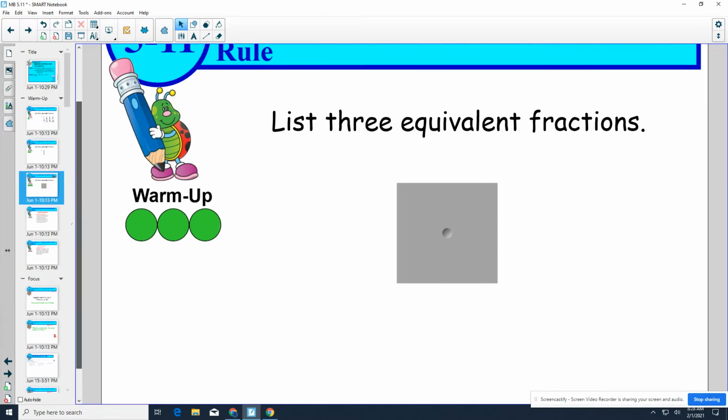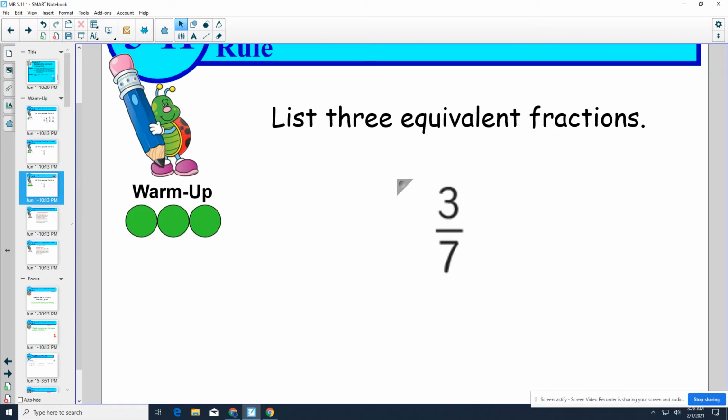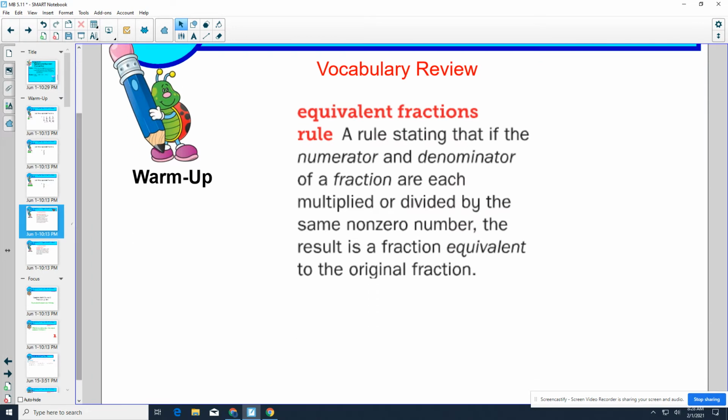Okay. And then the level 3 one here, 3/7, same thing. You're just multiplying the numerator and denominator by the same number. So if that's 2, 3, 4, the only ones you wouldn't want to use are 0 and 1, because it'll give you the exact same thing.